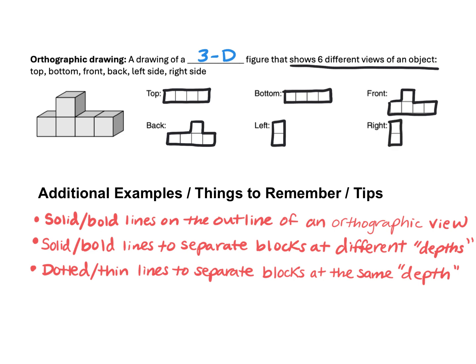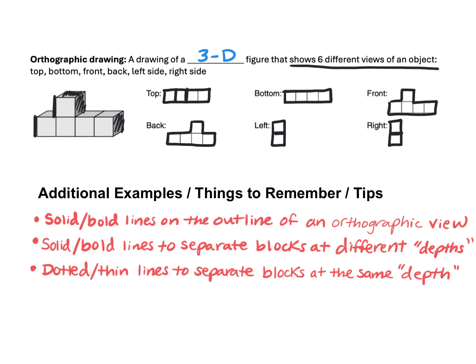So in my picture here, if I imagine like the bottom view, if I'm here looking up, all 4 of those are at the same level. So the bottom, I don't need any bolded lines in the middle. Whereas the top view, you have this block right here that's at a different depth. So I need to outline that block with bolded lines. For the front, everything's at the same level, and the back, everything's at the same level. But if we move over to the left, you're gonna see this block here, and then this block is further back, different levels. We need to separate those with solid lines. Same thing on the right view. You're gonna see this block here, and then this block that's further back.